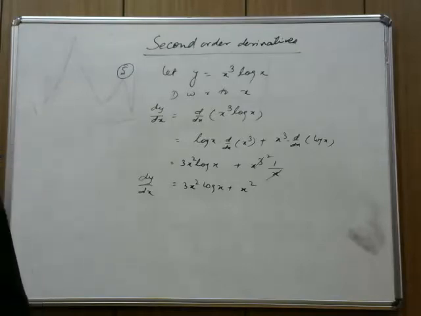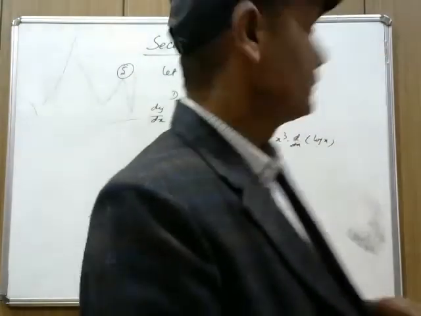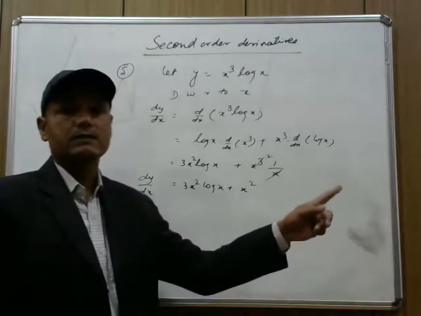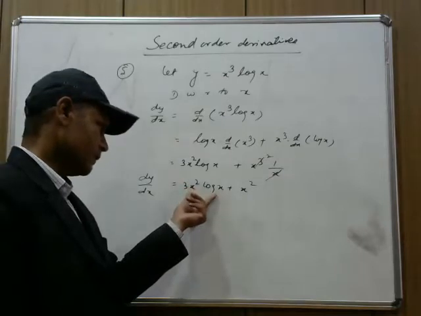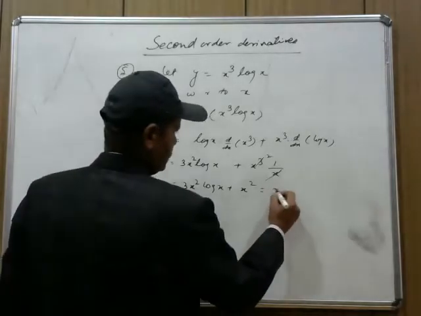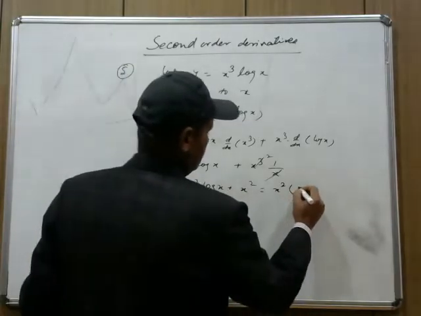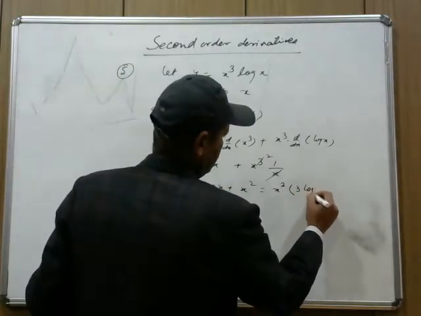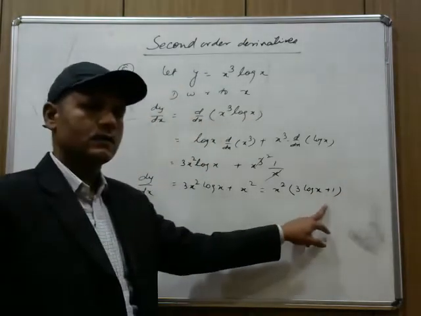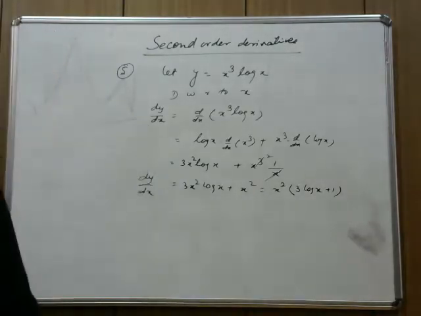Right? Now we'll go for the second order derivative, differentiating again with respect to x. Now here again I can do one thing, I can take common x square and then go for differentiation, or simply I'll differentiate this part and again differentiate this part. That also can be done. Let us see this. If I take x square common, I'll have 3 log x plus 1. This also I can write as x square in bracket 3 log x plus 1, or 1 plus 3 log x, as you like to write.